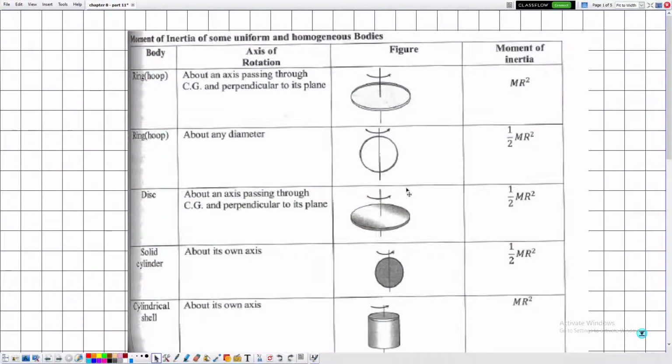Okay, hello everyone in a new video. So we have reached part 11 of chapter 8, which is the chapter of Newton's second law for rotation for grade 11 students. And by this we have completed the explanation of this chapter.